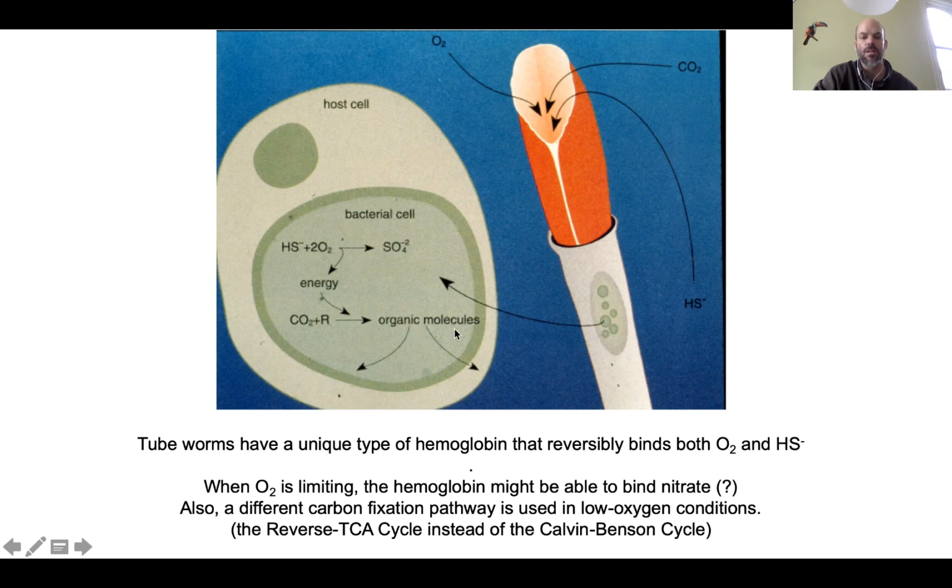It makes organic molecules with its autotrophic carbon fixation pathway, and then those organic molecules leak out to the worm, and that is how the worm gets all of its food. So the worm eats by feeding its bacteria. Bacteria make food, and then the worm eats that food. So the worms do not forage or consume food particles in any way. The only way that they can make food is by bringing hydrogen sulfide into their body via their blood. Pretty wild.